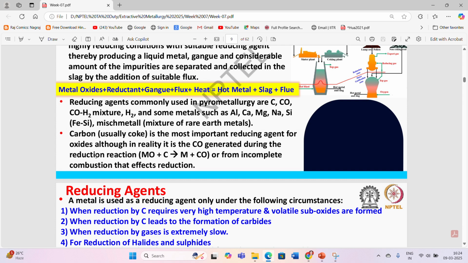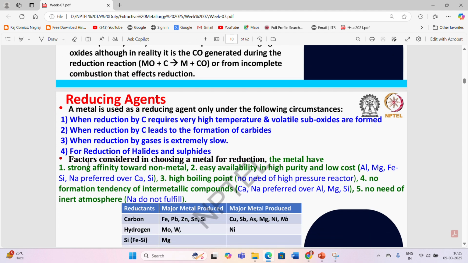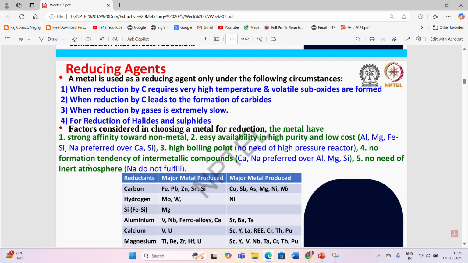So the carbon inside the furnace is getting converted into CO, and that carbon monoxide is helping in the reduction process during the whole processing. Then coming to the reducing agent, a metal is used as a reducing agent only under the following circumstances. When reduction by carbon requires very high temperature, like 2000 or 2300 degrees Celsius, then we generally go for the metallothermic reduction process.